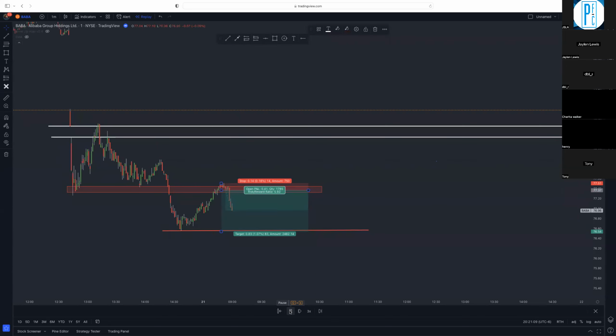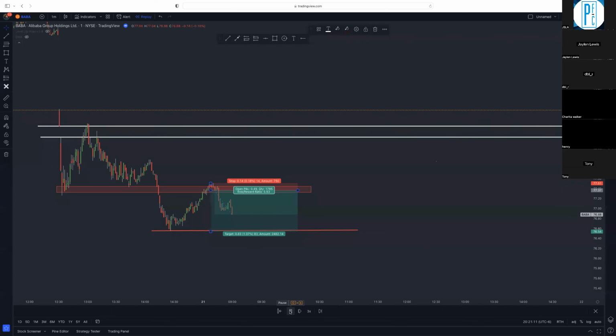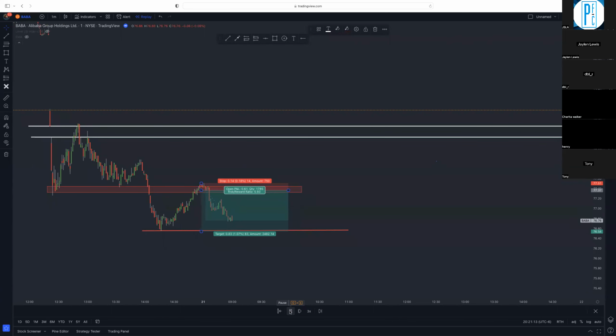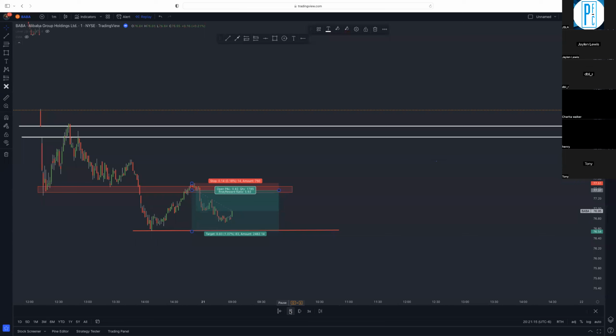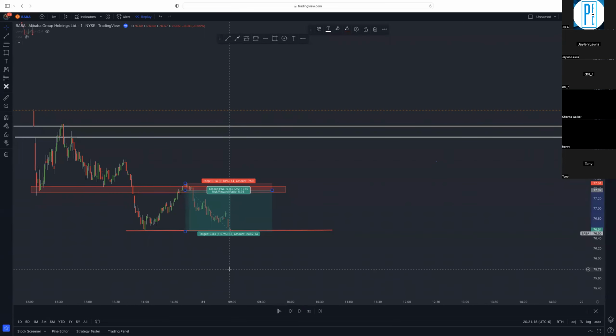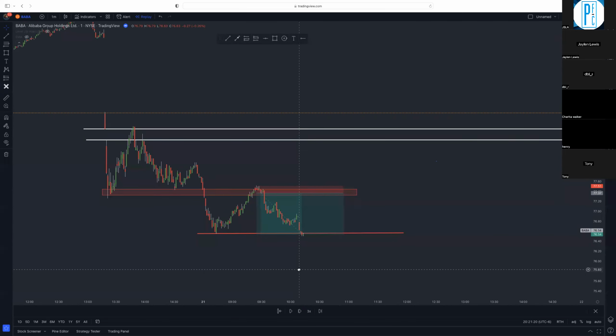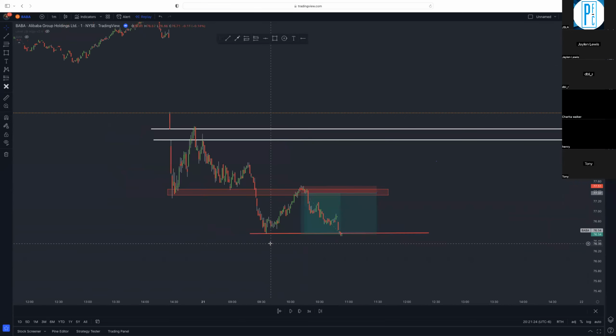Took puts again. There we go. We're targeting that low. There you go. We hit again. All right, and then we're out. So did everybody kind of understand the concept of that? Was that like a simple trade?